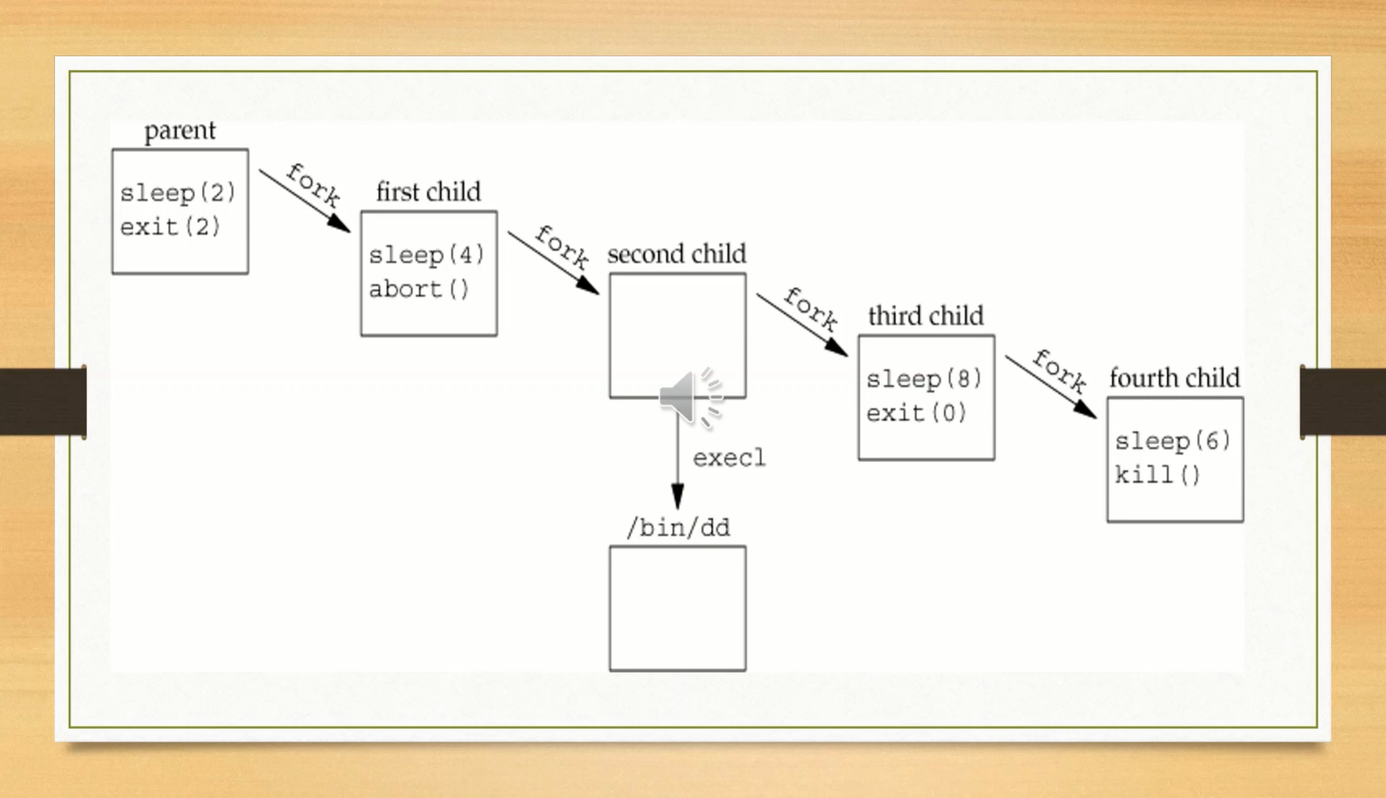Then call the fourth child, then wait for some time. Otherwise, you can call the kill function to terminate the corresponding operation, so the process is killed by the predefined function kill.